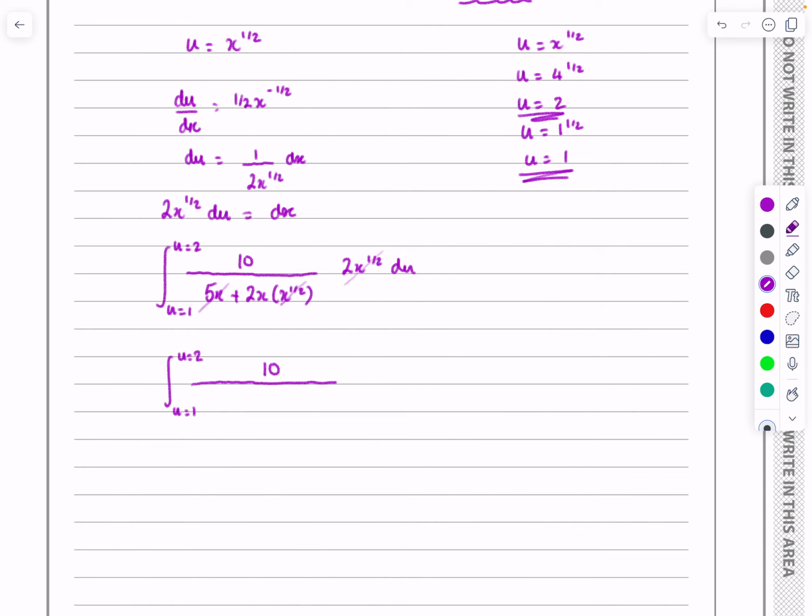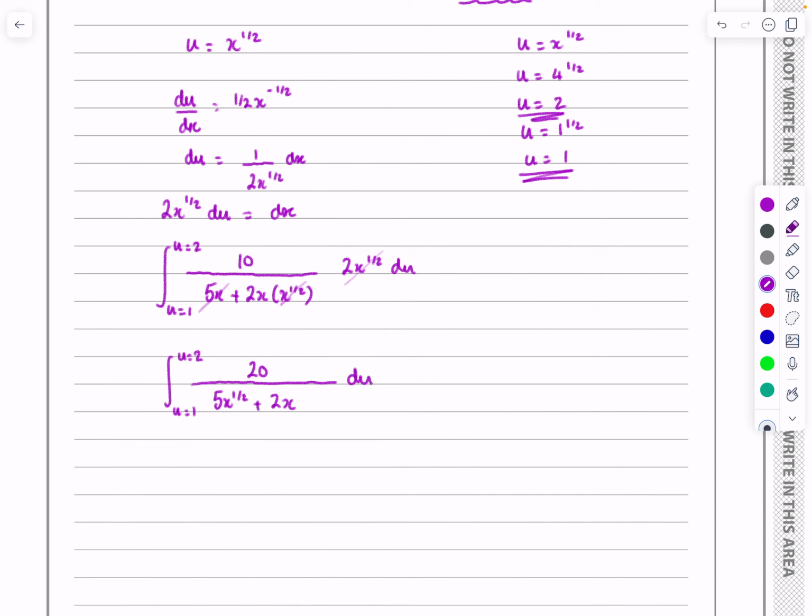10 over, so I've now got 5x to the half, because I divided this by x to the half, I've cancelled out an x to the half, plus 2x, and all the other x to the halves have gone. I tell you what, let's make that 20 rather than 10, because then I can take account of the fact that I'm doing 2 times 10 there at the same time. So it's entirely up to you how much of this stuff you do all in one go.